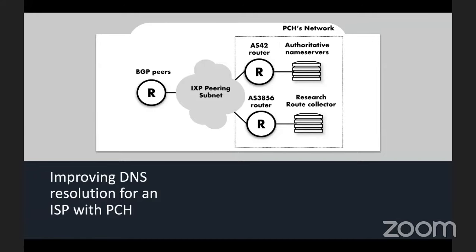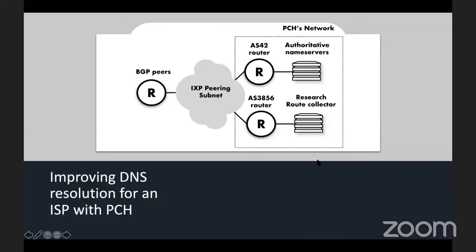The route collector can be configured as a looking glass as well, which we have, and anyone can go and see: are my prefixes being announced properly? Is this network announcing to me what they're supposed to be announcing? Or is this service, for instance, something PCH also operates? We provide infrastructure to Quad9, 9.9.9.9, which is a public resolver.